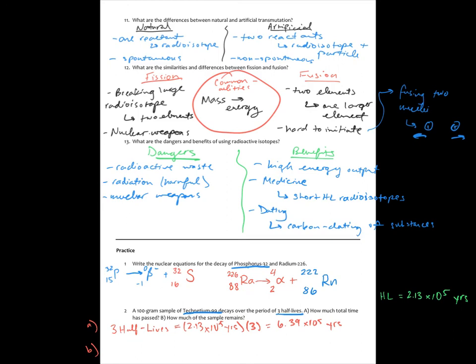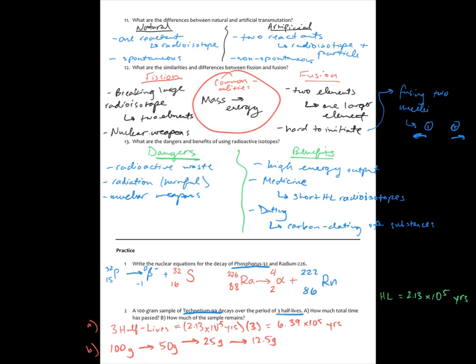Now part B, how much of the sample remains? So we have 3 half-life periods. We start out with a 100-gram sample. So 1 half-life passes, I like to denote it with arrows. 1 half-life passes, we have 50 grams. That's 1 half-life. Another half-life, you cut it in half again, 25 grams, that's 2. And 1 more half-life, that's 12.5 grams.